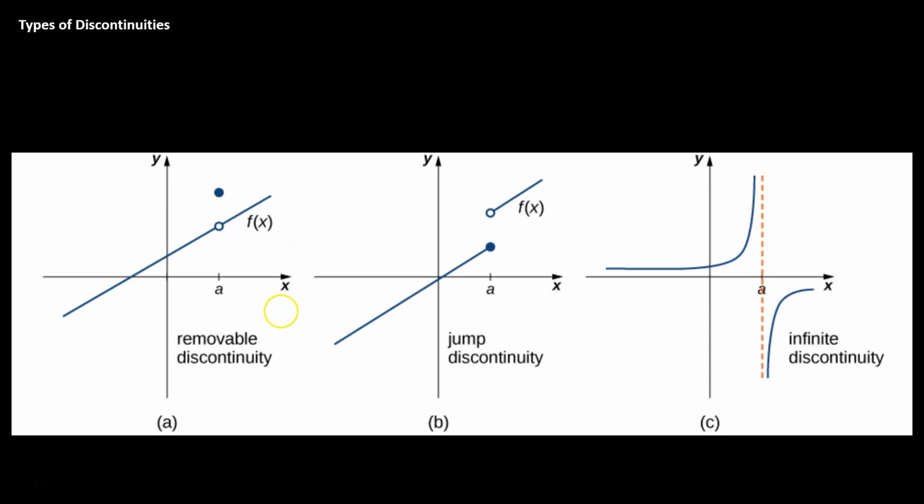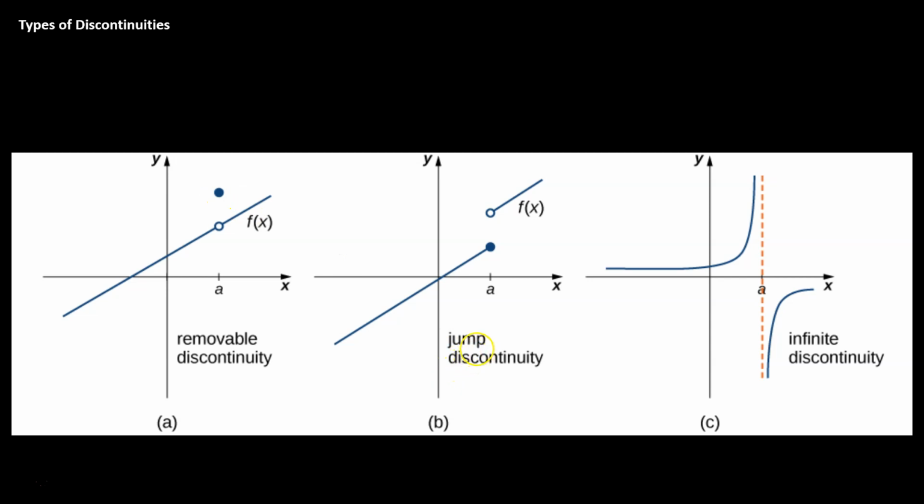On the left, we have a removable discontinuity. That's the kind that has a nice smooth-looking function, except for one point has been essentially removed from the curve, and maybe it's been placed somewhere else. So the function is defined, but it just is not continuous because a point has been removed and placed somewhere else. Or we have a jump discontinuity.